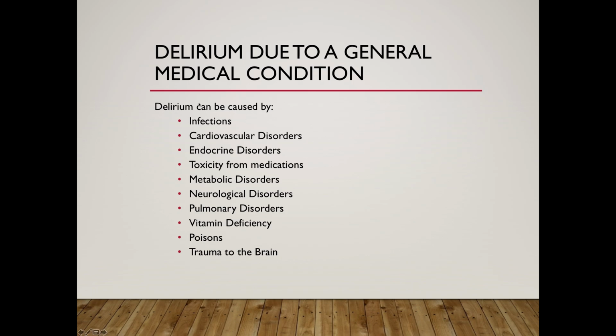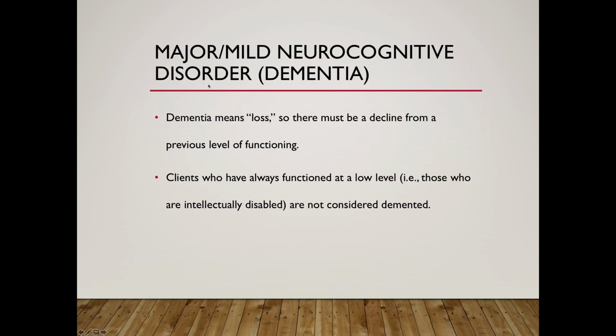All right, here we go. All sorts of different things you would specify, and the DSM gives you those codes, right, for each of these things. Then we have major and mild neurocognitive disorder. This is also referred to as dementia. You can use the terms interchangeably.